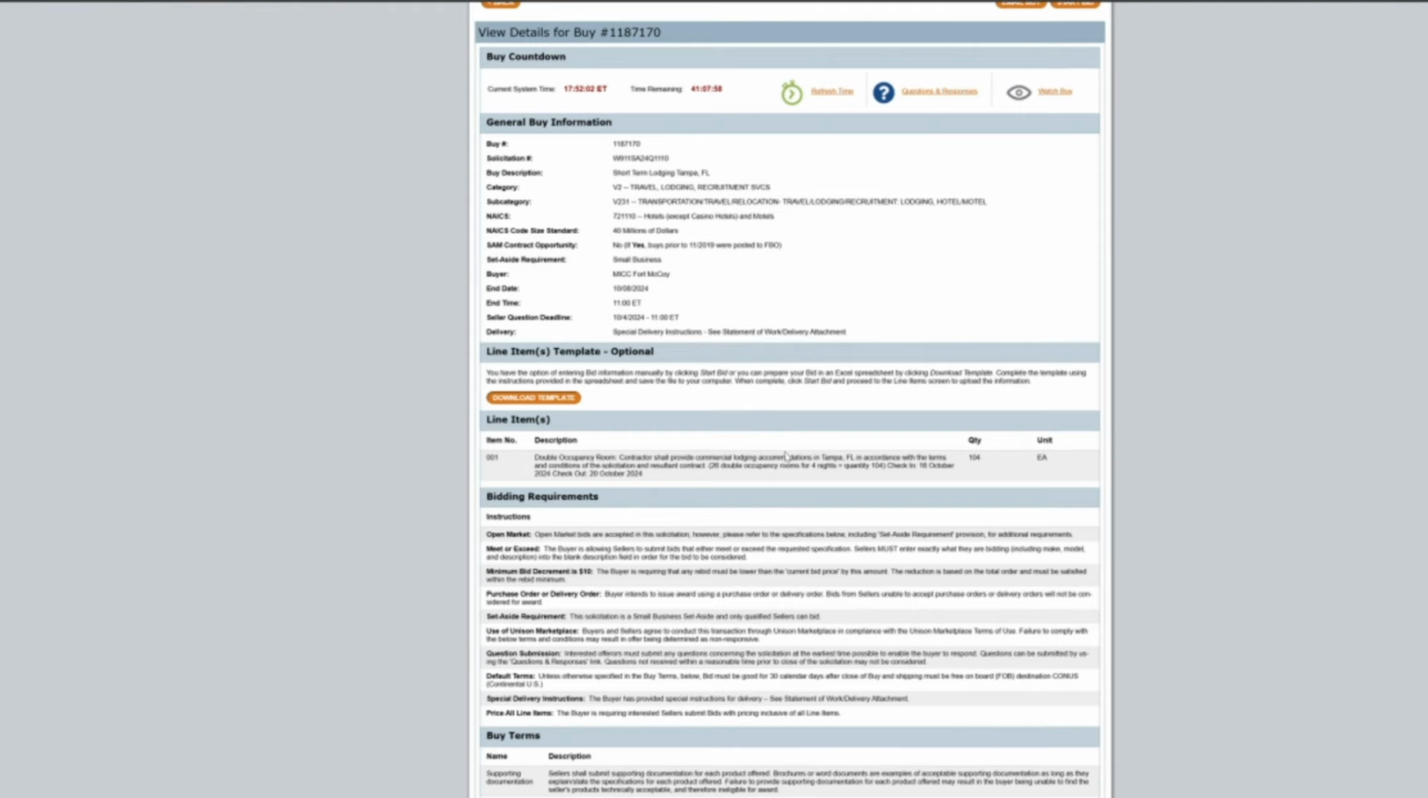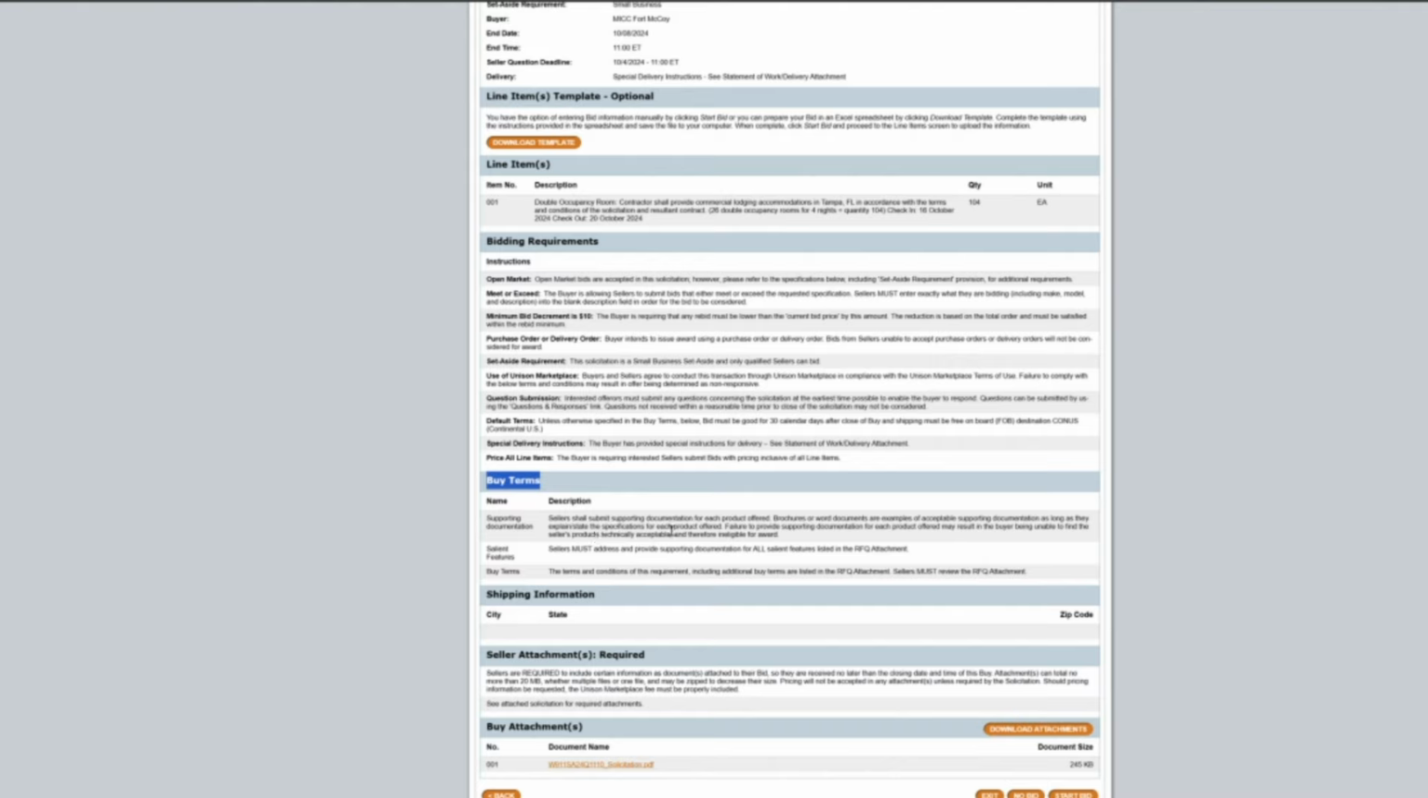Now we're going to pay attention to the buy terms. This is what's required to be met in order for the purchase to go through. Sellers shall submit supporting documentation for each product offered. Brochures or Word documents are examples of acceptable supporting documentation as long as they explain/state the specifications for each product offered. Failure to provide supporting documentation for each product offer may result in the buyer being unable to find the seller's products technically acceptable. So this is very important.